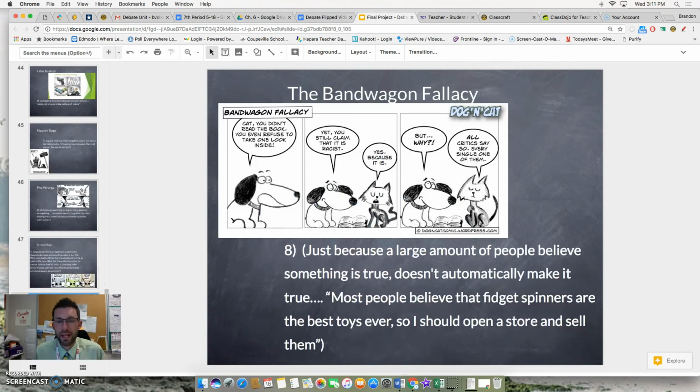Number 8 is called the bandwagon fallacy. And this one is that just because a large amount of people believe something is true doesn't automatically make it true. So, for example, you could have an individual say that since most people believe that fidget spinners are the best toys ever, that I should then open a store and sell them because they're the best toys ever. Because that's what everyone is saying.